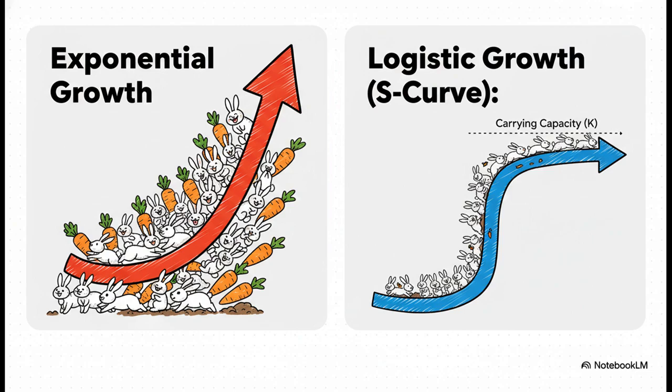Exponential growth, that J-curve, only happens when resources are infinite, which, of course, they never are. In the real world, populations follow that S-curve of logistic growth. They grow until they hit the environment's carrying capacity, which we call K. That's the max number of individuals the habitat can support. If a population overshoots that limit, a crash is pretty much guaranteed.